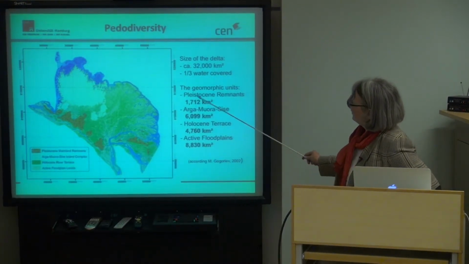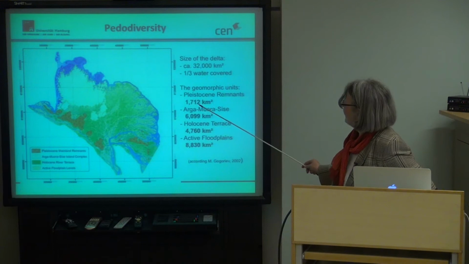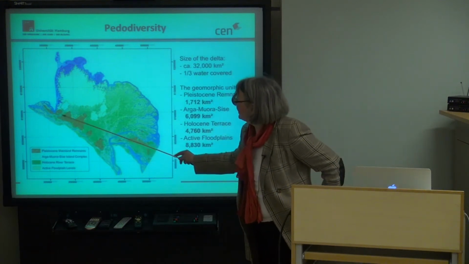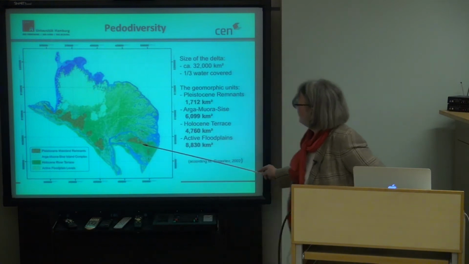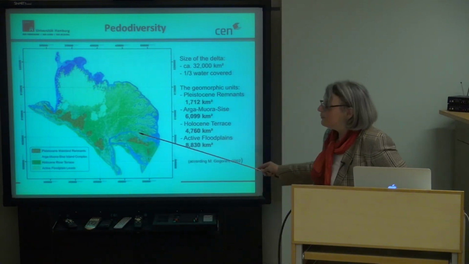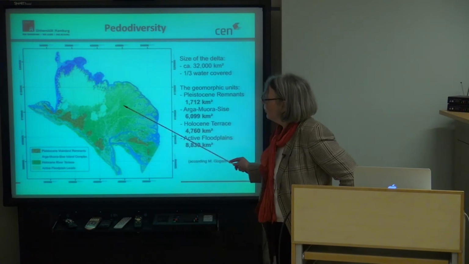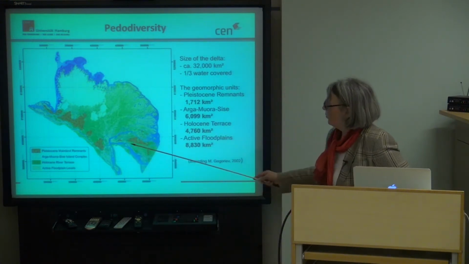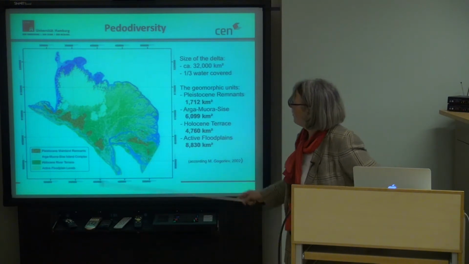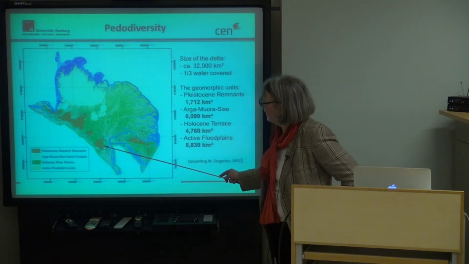Starting with this list, we have these Pleistocene remnants. These are the yellowish or the orange parts. The oldest part of the delta, to be honest, they are not really belonging to the recent delta. They are the rest of the Pleistocene landscape with a very ice-rich permafrost, very interesting sites here.